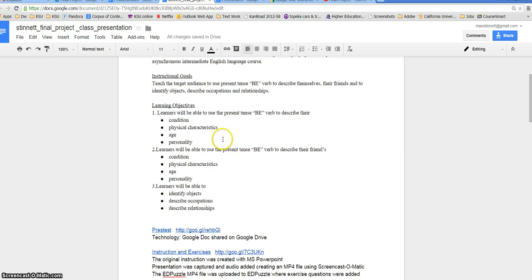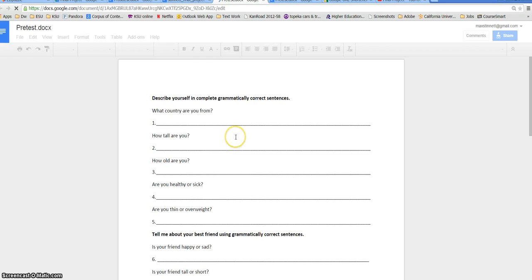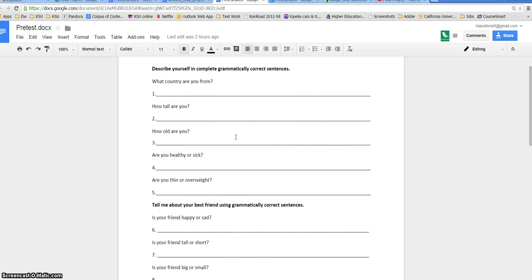The students' learning objectives here: to describe themselves, to describe their friends, and then to identify objects, occupations, and relationships. There's 3 links here. I'll put these on my discussion board posts so you can go straight to those. But the first one is the pretest. So here is a pretest asking them basically to do what their learning objectives are. Tell them about themselves. Tell me about their friends.